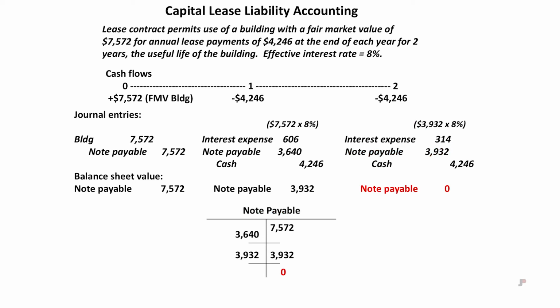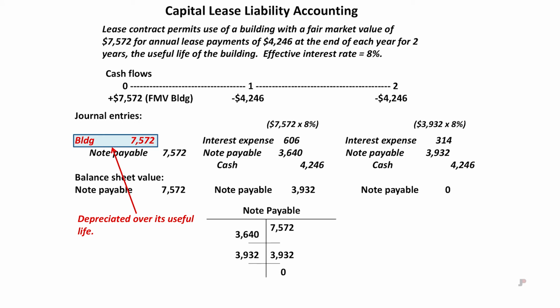The entry to record the final lease payment also closes to zero the note payable account. Finally, although not illustrated here, keep in mind that the cost of the building on the balance sheet of the lessee will be depreciated over its useful life. Video 39 covers depreciation of long-lived assets.